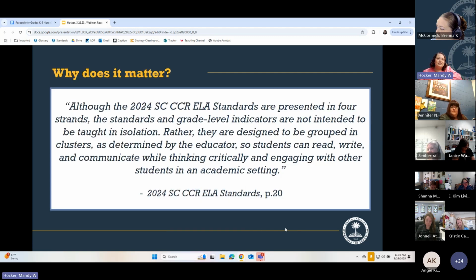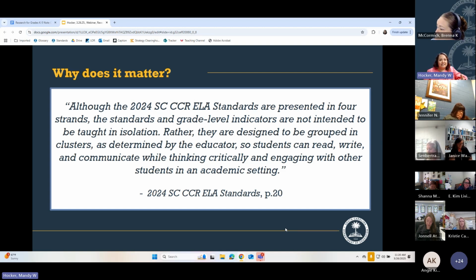On page 20 of our standards document is one of my favorite quotes from the standards. It says that although the 2024 ELA standards are presented in 4 strands, the strands and the grade level indicators are not intended to be taught in isolation. Rather, they are designed to be grouped in clusters as determined by the educator, so students can read, write, and communicate while thinking critically and engaging with other students in an academic setting.